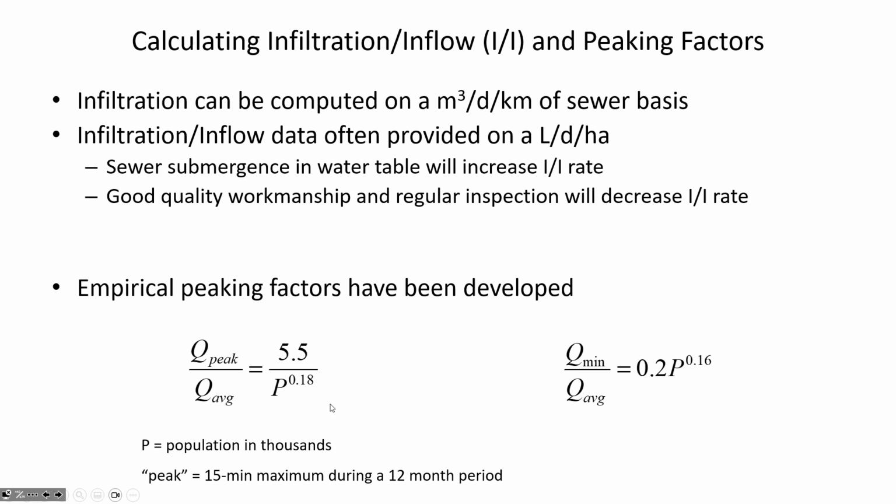So these empirical equations tell you what would be the minimum flow rate that you'd see compared to the average daily flow rate as a function of population in thousands, and then the maximum flow rate that you'd see compared to the average, also in terms of the population in thousands.